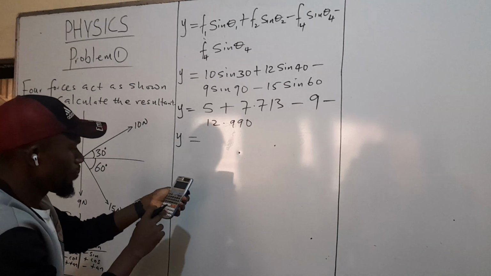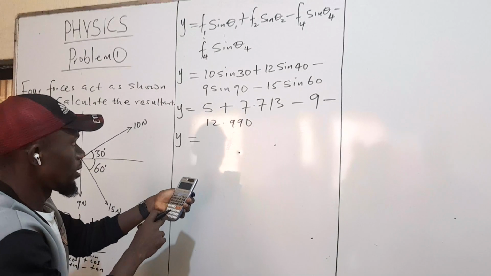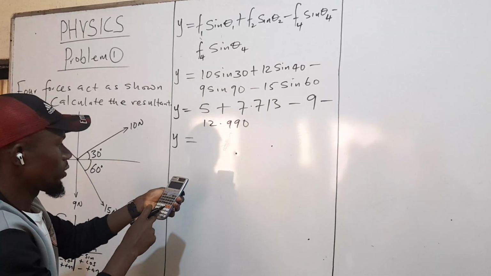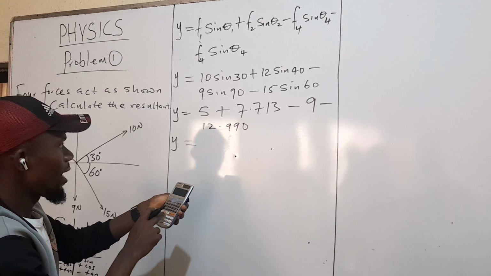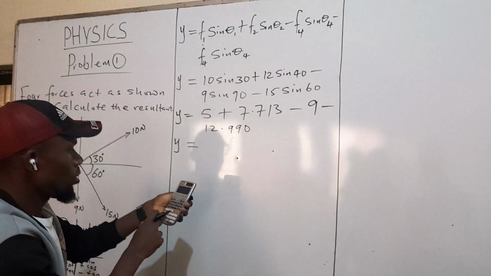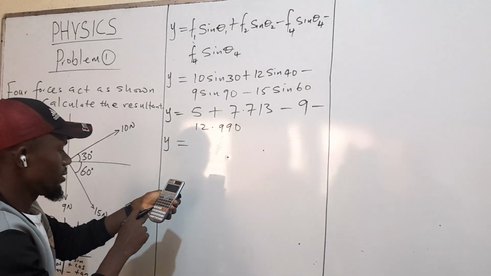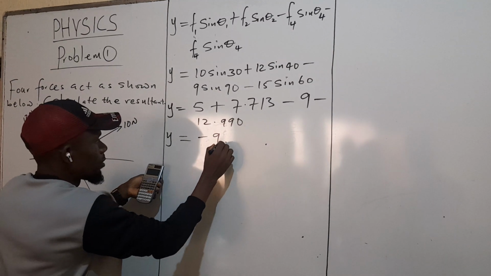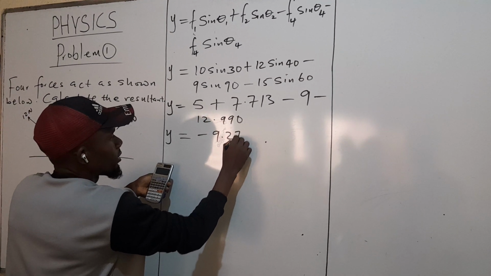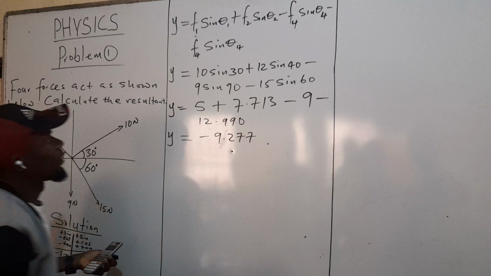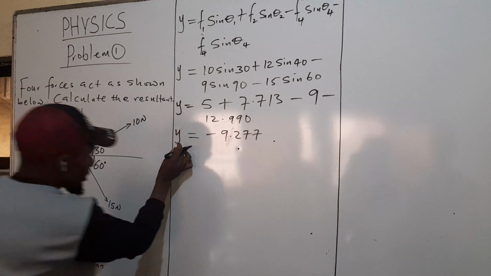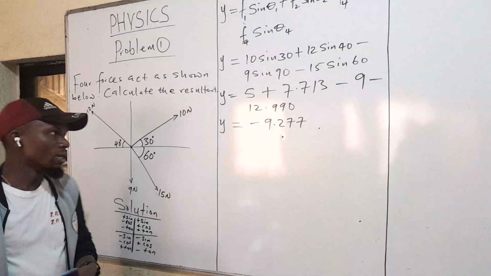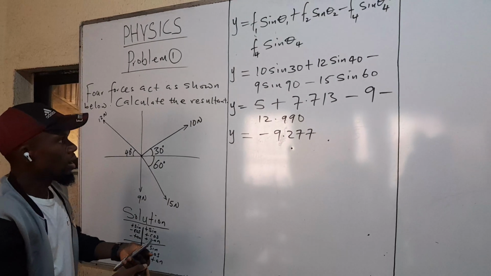I have my 5 plus 7.713 minus 9 minus 12.990. What did I get? Minus 9.277. Okay, so this is my vertical component.